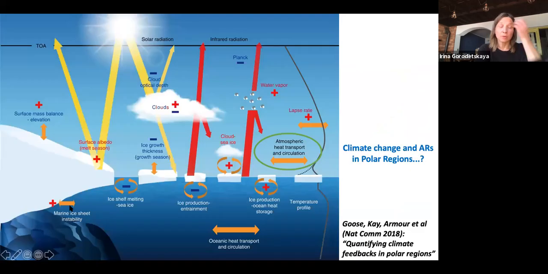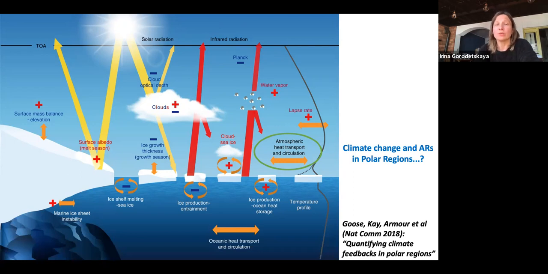And so as a conclusion, when we talk about the atmospheric rivers influencing the polar latitudes, here is a complicated slide showing the feedbacks that are associated with the increase in temperature, the changes in both the Arctic and Antarctic. Here I highlighted in green the part of this complicated system that is atmospheric heat transport, which is also a big contribution from atmospheric rivers.